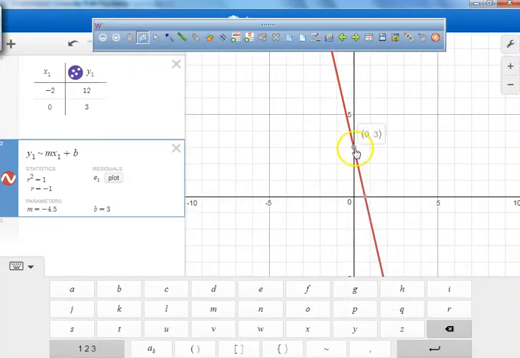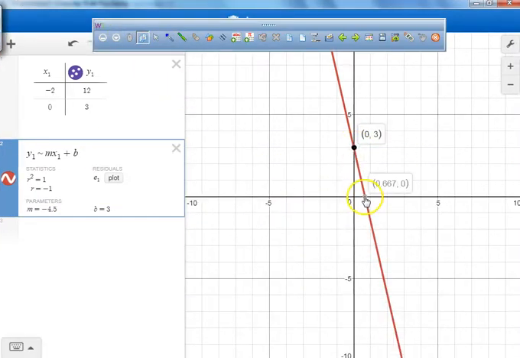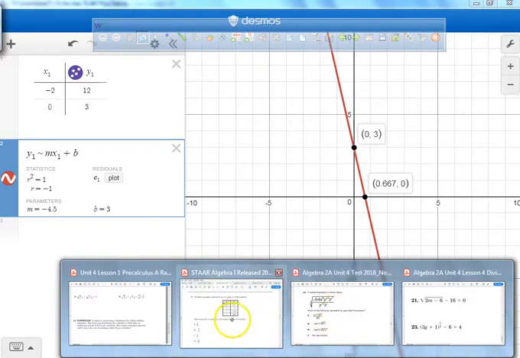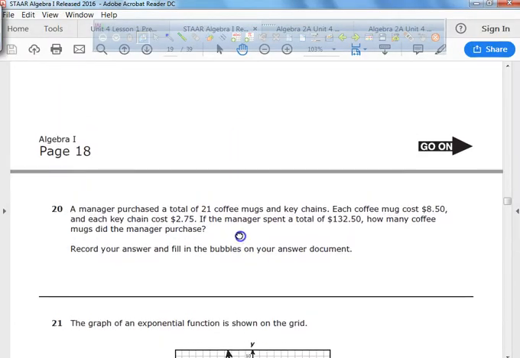Alright, the one thing I do like about Desmos is it does tell you your y-intercept and your x-intercept. You can kind of see where they are. The graph pops up perfectly right in front of you. Alright, let's look at number 20.